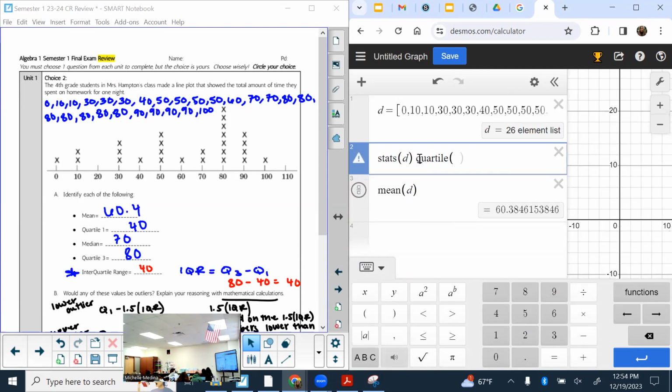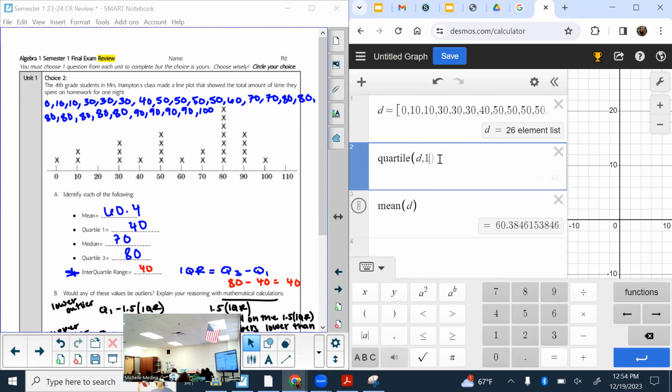And you can type in whatever data set you're talking about. But then since there's multiple quartiles, you'd have to then specify which quartile you want. So if you want quartile 1, that's how it would look, which is 40.